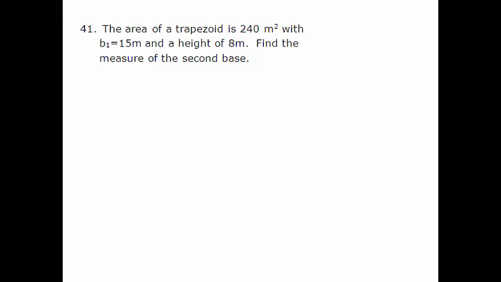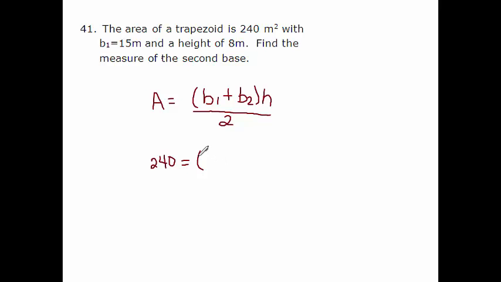Okay, the last one says the area of a trapezoid is 240 meters squared with a base 1 of 15 meters and a height of 8 meters. Find the measure of the second base. Okay, the formula for a trapezoid is base 1 plus base 2 times the height divided by 2. So we're given the 240 equals 15 plus base 2 times 8 over 2.